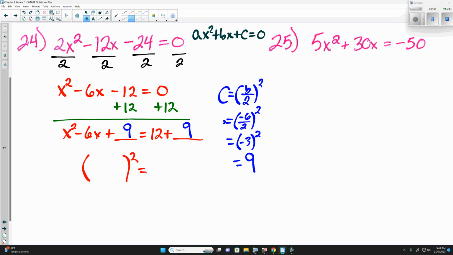Okay. So we have x. Now the number and sign that go with it inside that parentheses is whatever the number and sign was that we had before we squared it. So negative 3. So it becomes x minus 3 squared. Questions on this here? Now the other side, 12 plus 9 is 21.